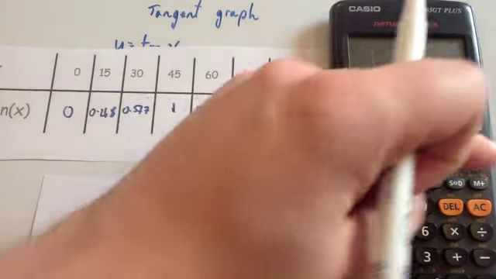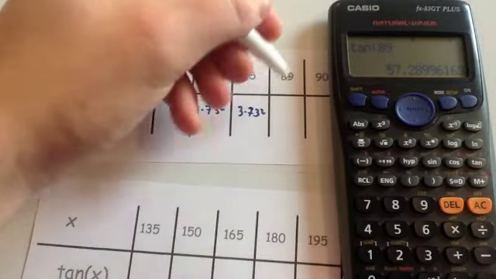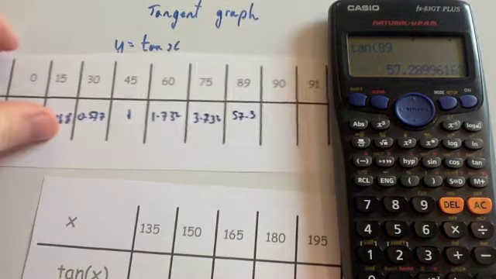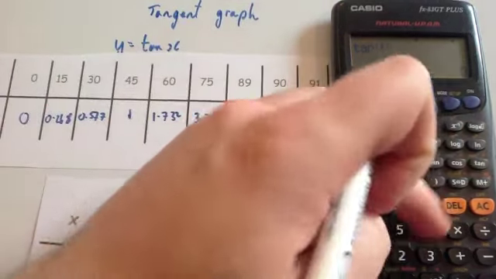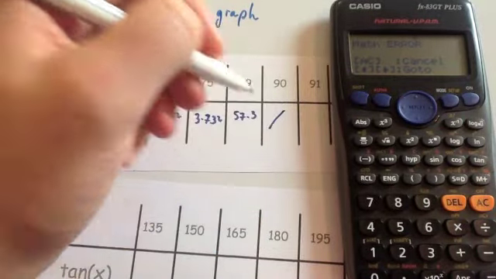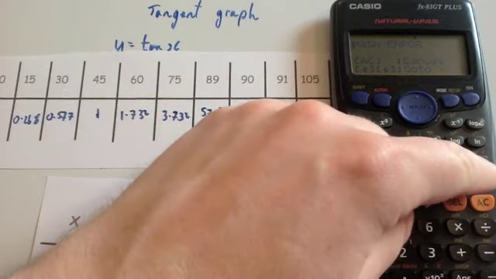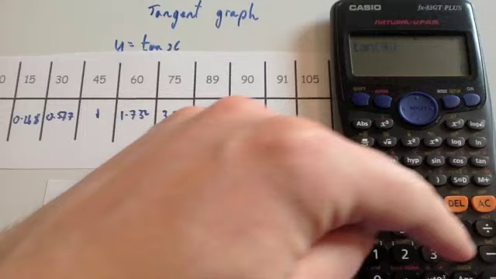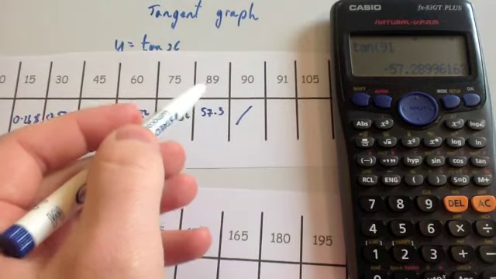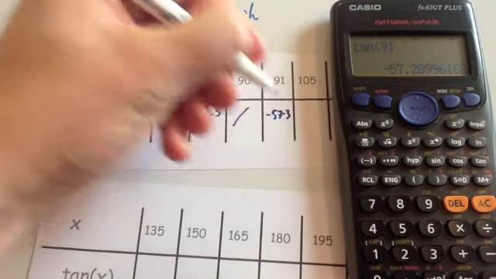The tan of 89 is equal to 57, I'll just round it to 57.3. The tan of 90 is equal to math error, so you can't work out the tan of 90. You'll see why from your identities later. The tan of 91, notice it's the same as the tan of 89, except it's a negative, so it's negative 57.3. It's quite a large number.